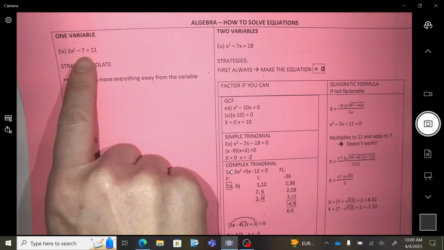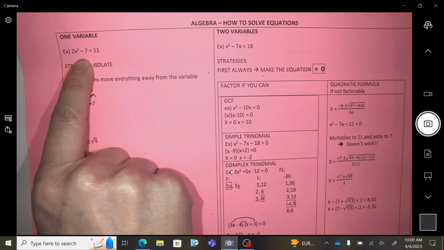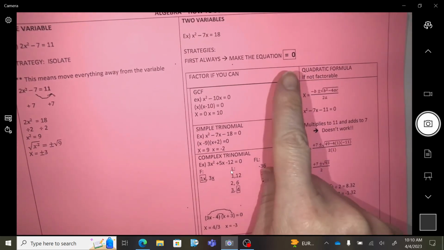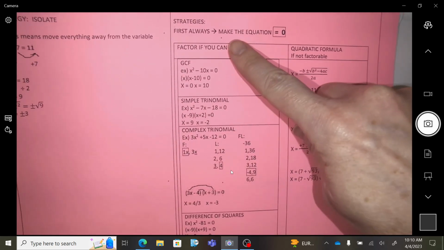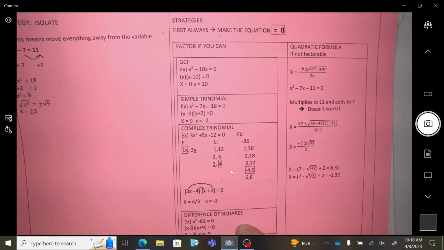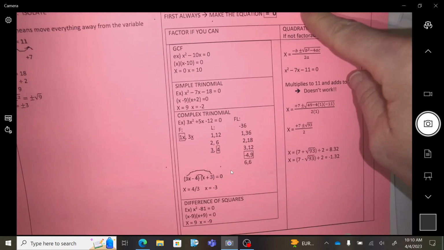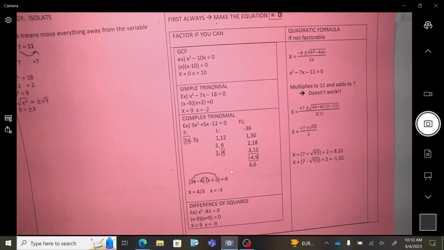So here's the branch. If you have one variable type, you should think to isolate. If you have two variable types, instantly zero it out. Then you should go through, can I factor it? And I got to understand all my factoring types. If I can't factor, I have the formula. Okay, you always go through this algebra branch.